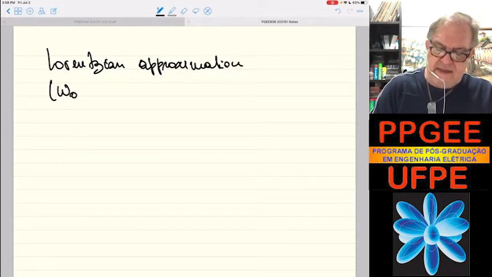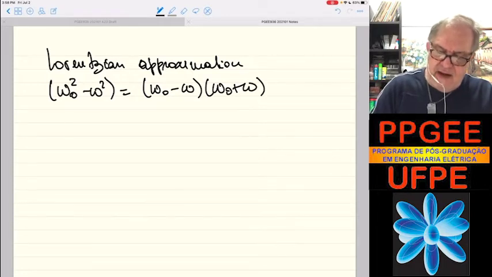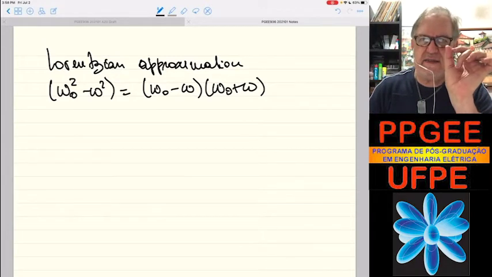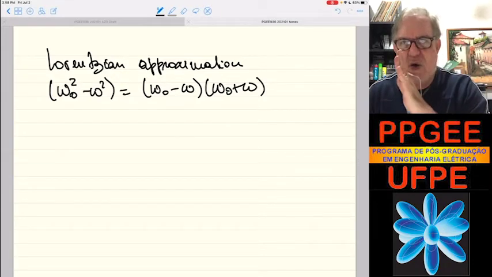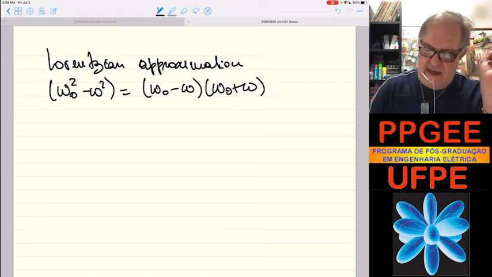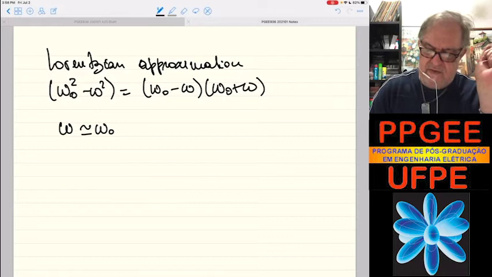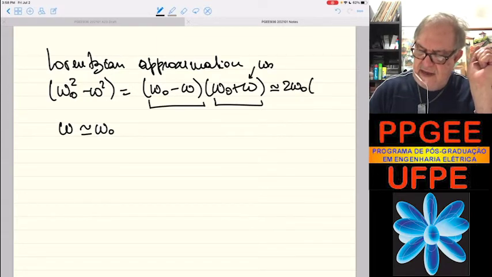So it means that omega 0 squared minus omega squared can be written as the difference times the sum. And we want to examine the behavior of the permittivity near a resonance, when the frequency is swept across the resonance. Then omega is going to be very close to omega 0. So here we maintain that. So this is going to be approximately 2 times omega 0 times the difference, right?